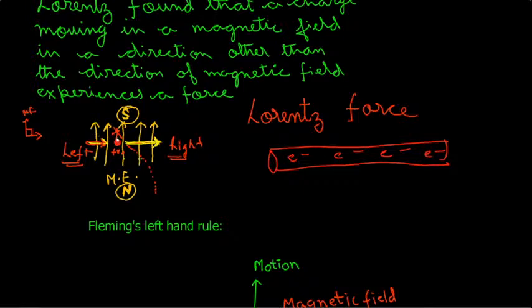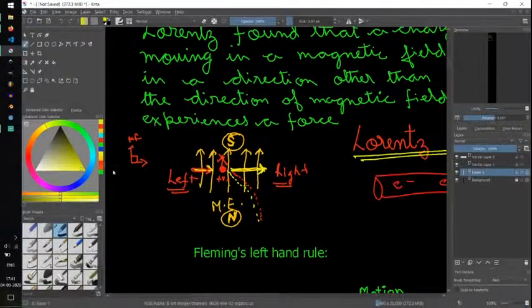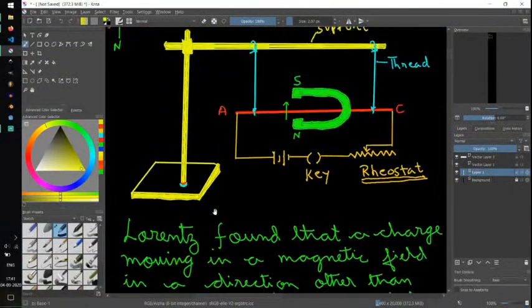But as soon as it enters a magnetic field, it experiences a force, and instead of going straight, it comes out of the page as shown by the dotted line. Why did it come out of the page? It came out of the page because it experienced a force, and this force is known as Lorentz force. Clear? So now we go back to the experiment and we discuss.